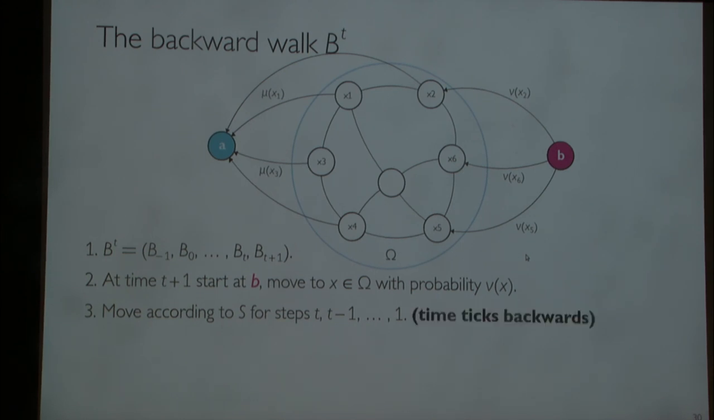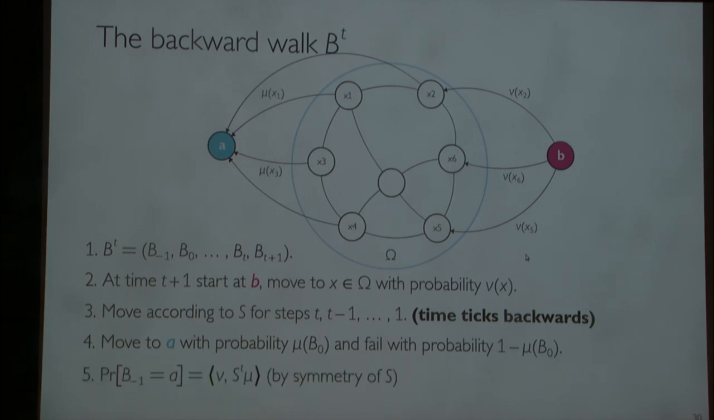And at time 0, time goes down now. At time 0, wherever I am, I transition to A with probability mu of that state. And with 1 minus that probability, I'll just fail. And what is the probability that a walker starts from B and goes to A at T plus 2 time steps? By symmetry of S, it's exactly the same probability.